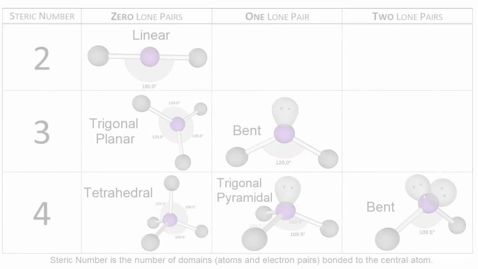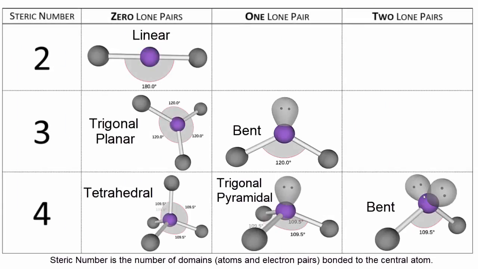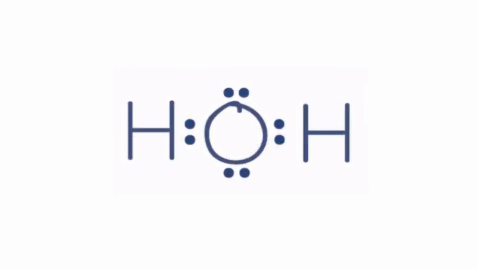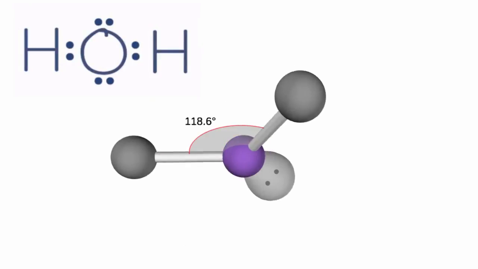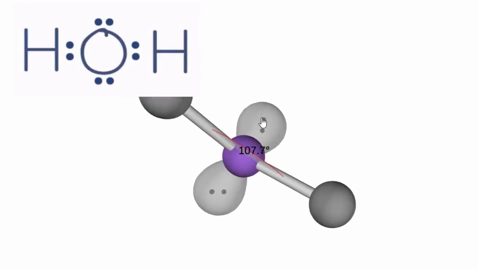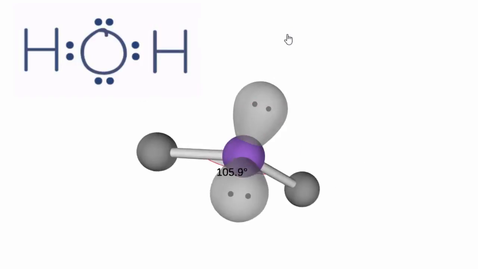With 2 lone pairs and 2 atoms, a steric number of 4, we have a bent molecular geometry. A good example is water. In the Lewis structure, you can see you have 2 atoms and 2 lone pairs. That makes this a bent molecular geometry. We add our 2 hydrogen atoms, they spread out, and then we'll add our 2 lone pairs, 1, 2, and this is the bent molecular geometry for water.